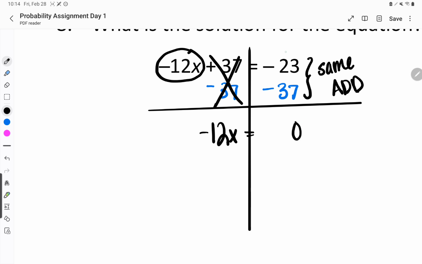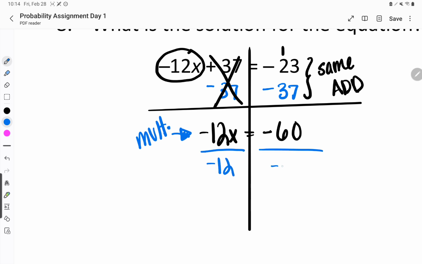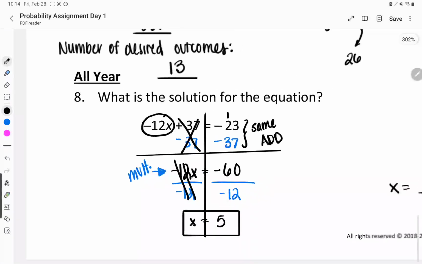3 plus 7 is 10. Write down a 0, carry my 1. 1 plus 2 plus 3 is 6. And then what is my sign? Negative. I keep the sign of the bigger number. My 37 is bigger, so that stays a negative. All right. Then, what operation is this? Multiplication. How do you get rid of multiplication? Division. So I divide both sides by negative 12. All right, then I am left with a negative divided by a negative. What is a negative divided by a negative? A positive. And then what's 60 divided by 12? 5. All right, there's your lesson for today.